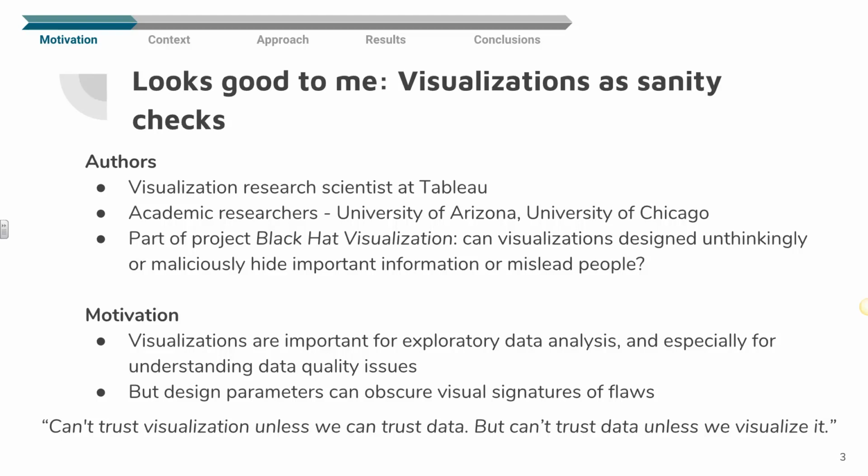So the motivations for this paper, again: visualizations are important for exploratory data analysis, in particular when understanding issues around data quality. But design parameters can obscure these flaws. The author gave this catch-22: you can't trust the visualization if you can't trust the data, but you can't trust the data if you can't visualize it.